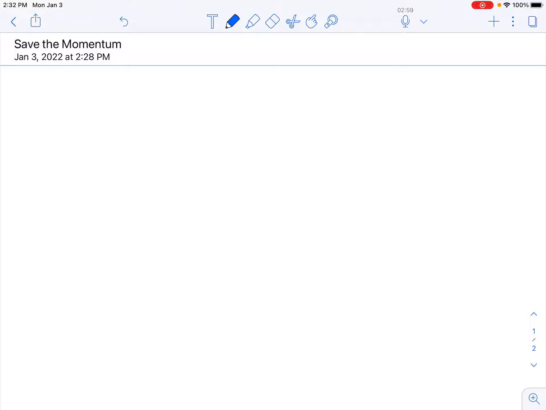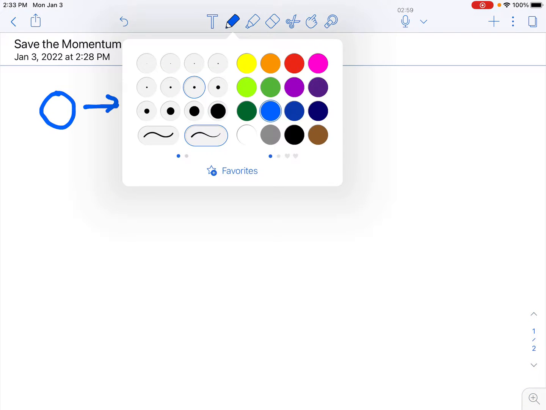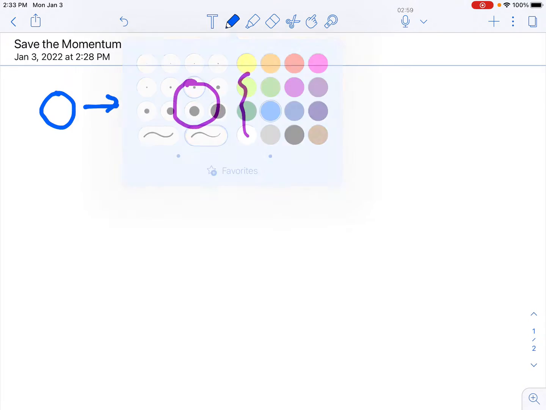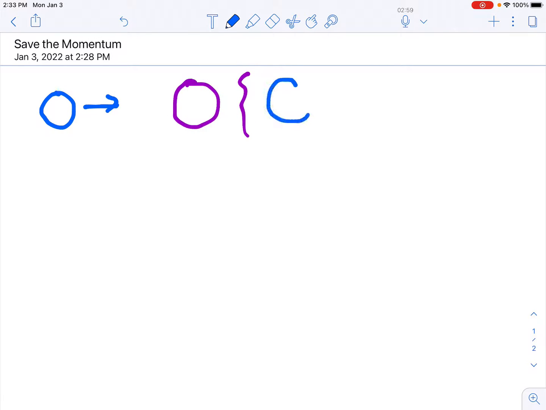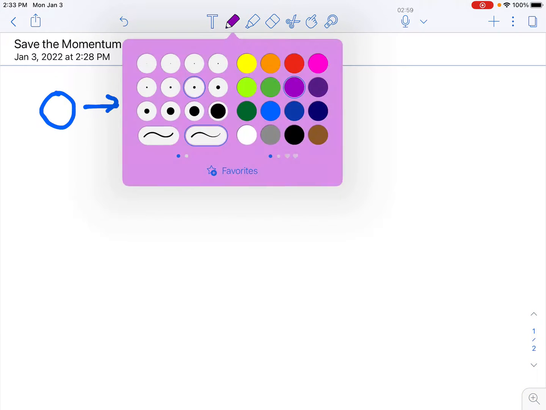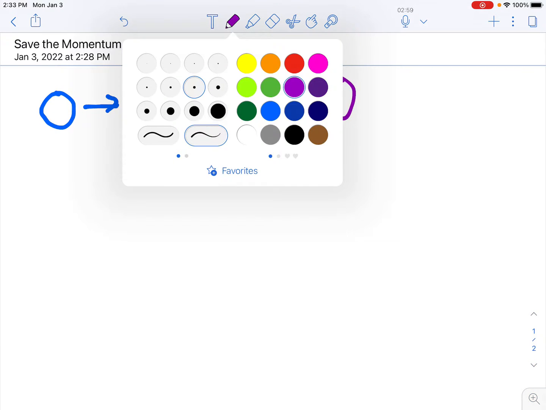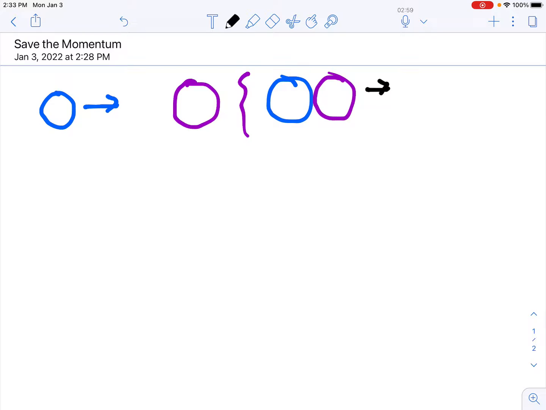So here I have a cyan sphere moving this way. And it's going to run into, I know that's more purple, but that's okay, a magenta sphere that's there. And after they collide, the two spheres are going to move that way. They're going to move slower, but that's what's going to happen.